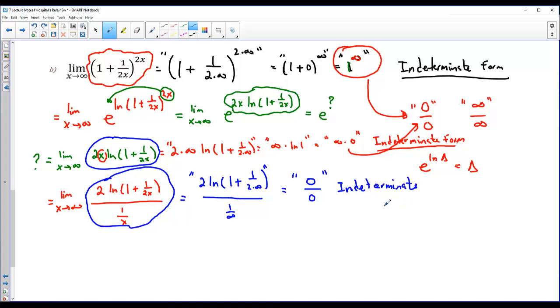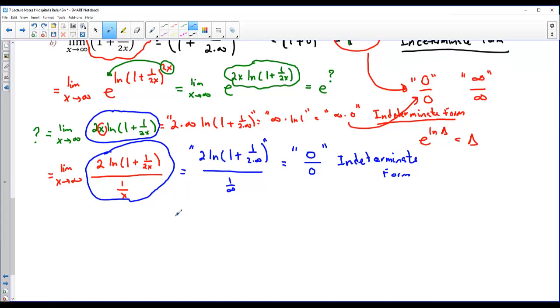So we're going to use now L'Hopital's rule. So right here, this will be equal to the limit as x goes to infinity of what? Well, L'Hopital's rule says you take the derivative of the top, divided by the derivative of the bottom. The derivative of 2 times a function is just 2 times the derivative of the function. This is going to be a chain rule now. The derivative of ln is 1 over, not just 1 over x, but 1 over whatever's on the inside. So 1 over 1 plus 1 over 2x, and then times the derivative of the inside.